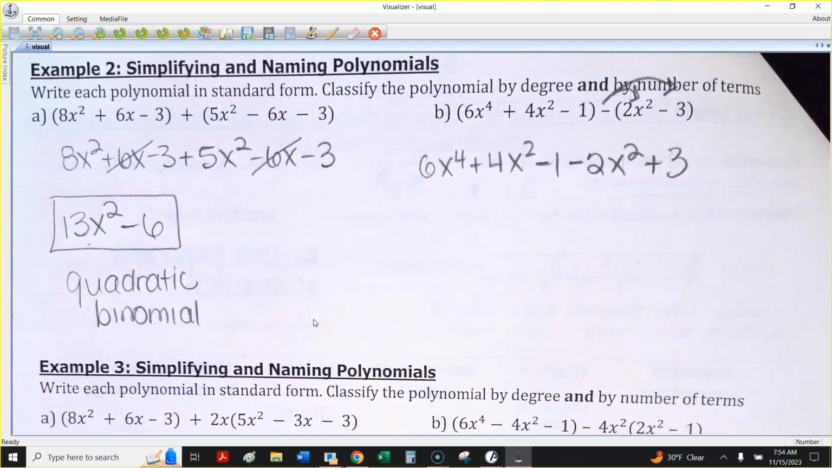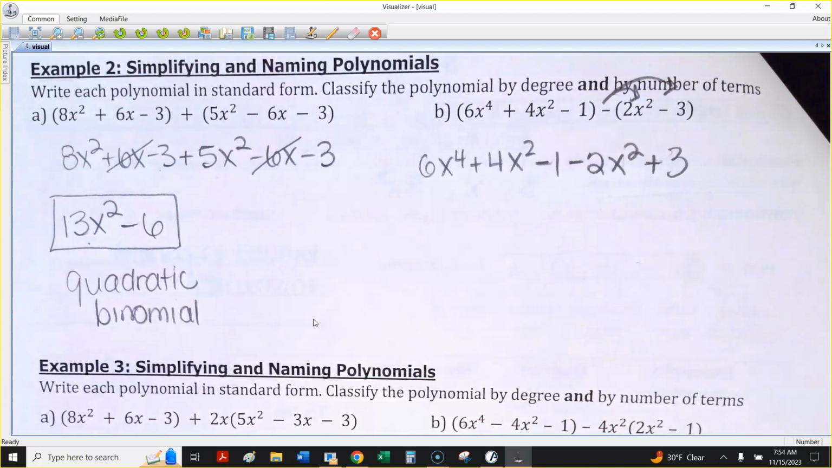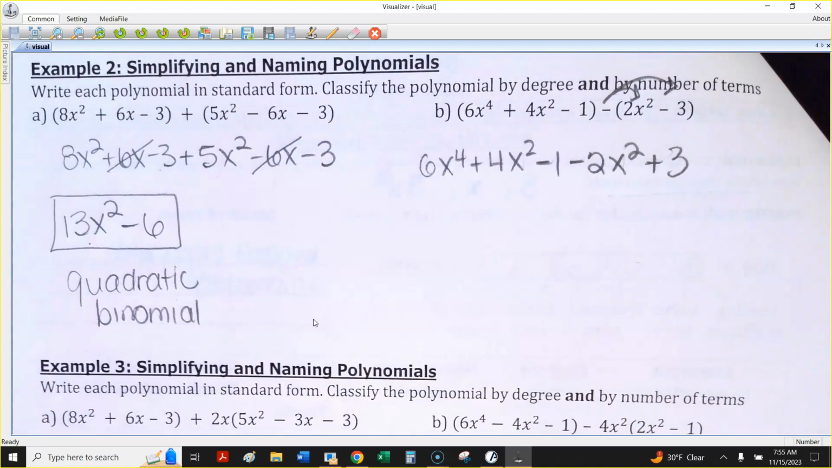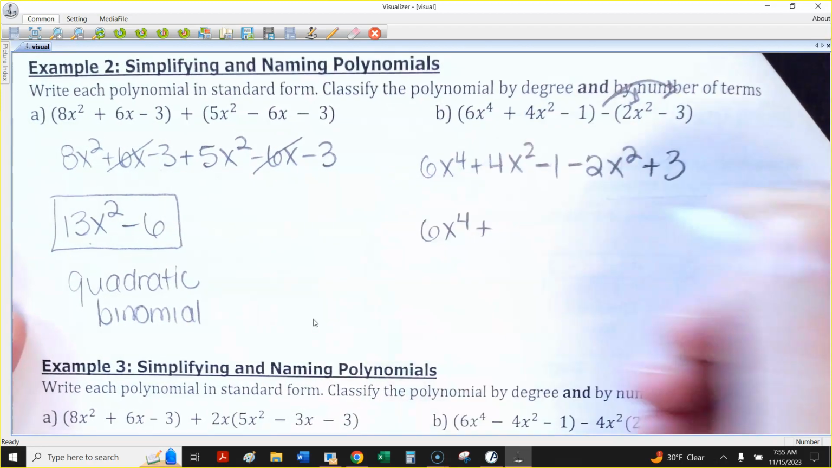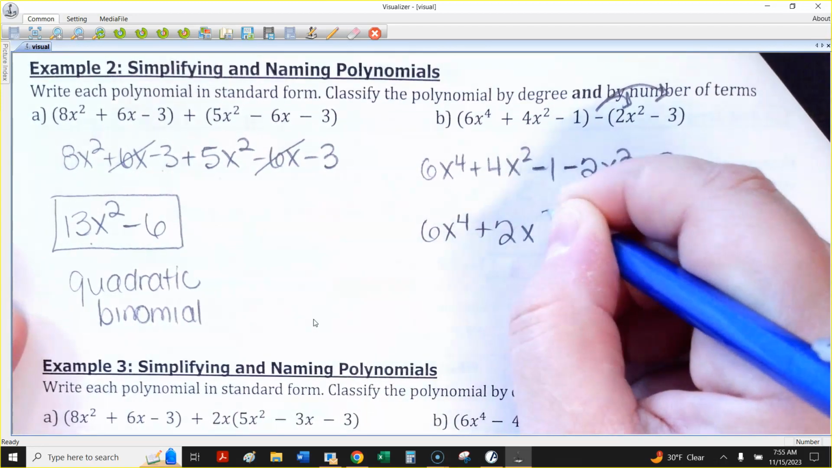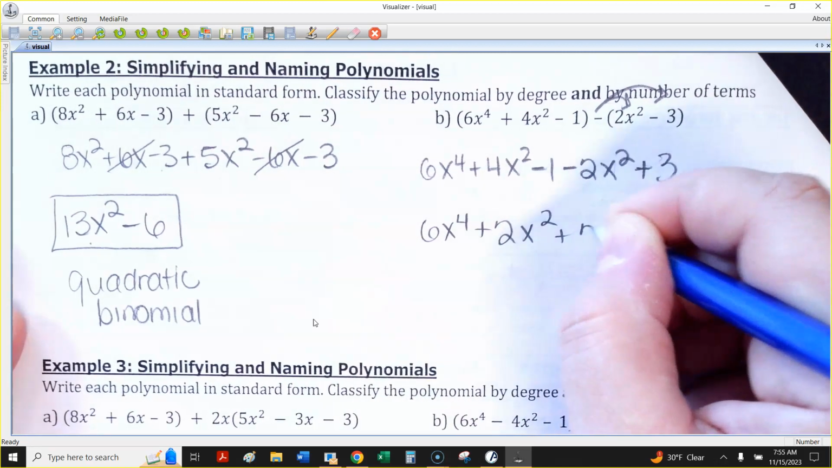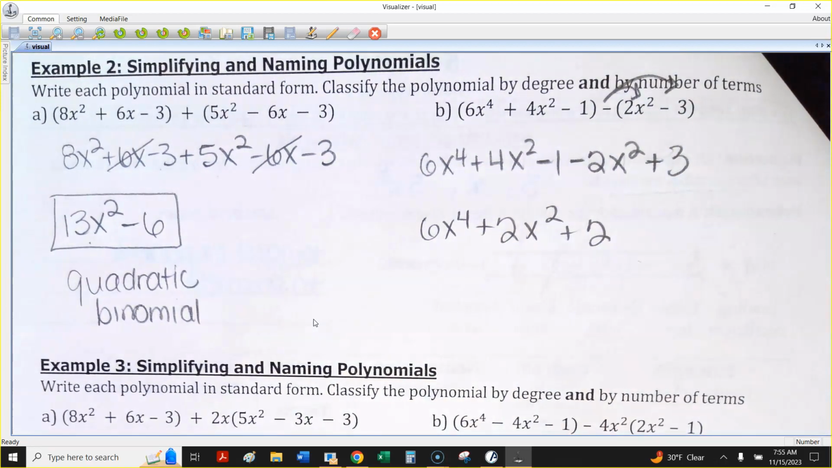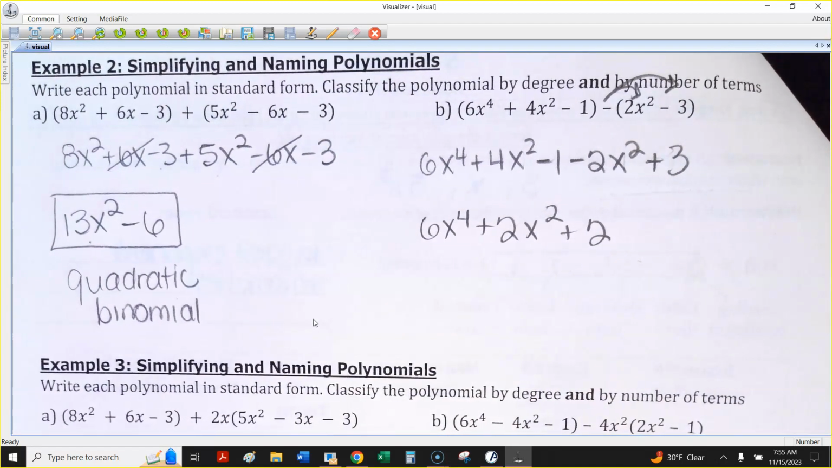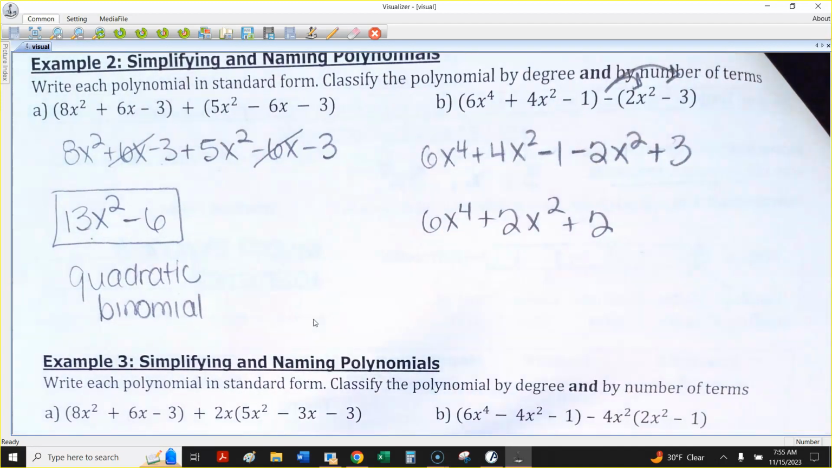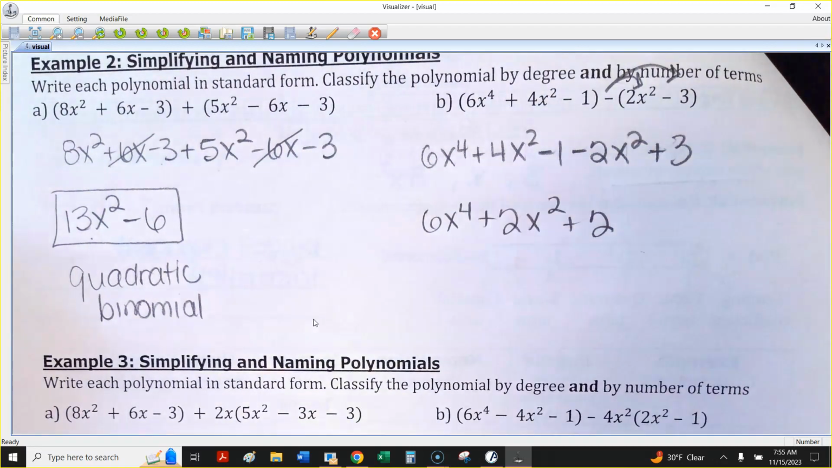So who can simplify this for me? Like, what would I start out with? 6x to the 4 plus 2x squared plus 2x. Perfect, perfect. Okay, nothing to combine the 6x to the fourth with, right? That was the only term. You've got a 4x squared minus 2x squared. That's how she got 2x squared. And you got -1 and 3. That's going to give you the 2.